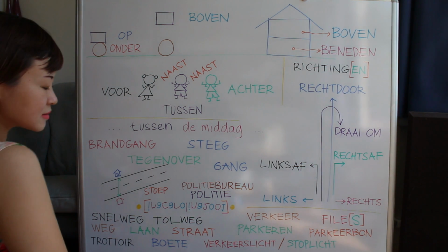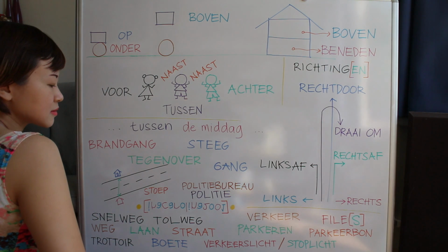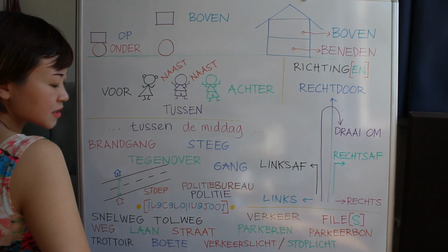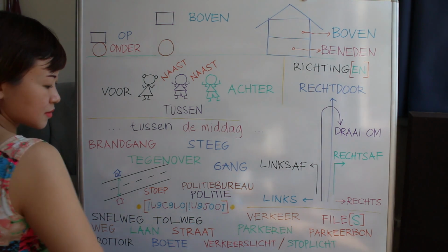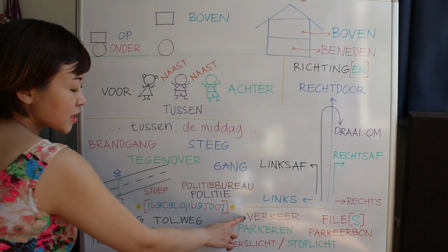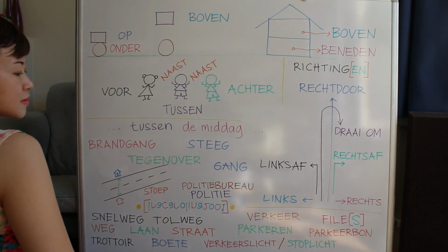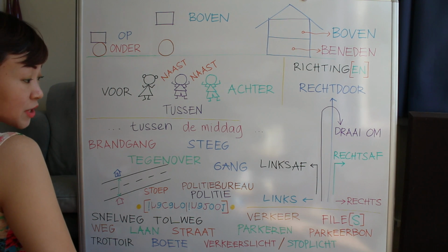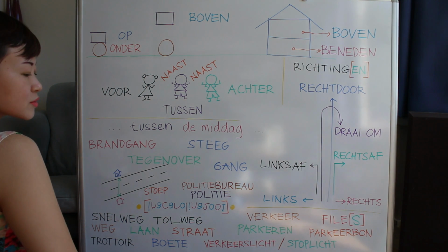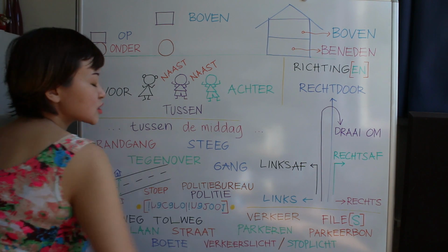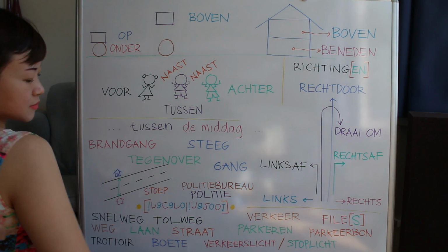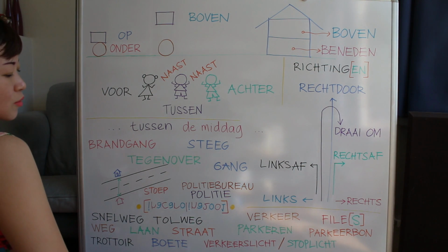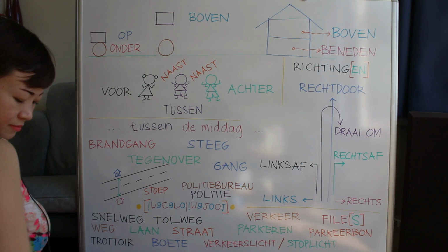And the last one, the traffic light, verkeerslicht. It's from verkeer, the traffic, and then the light, licht. We put the S: verkeerslicht, traffic light, or we can also say stoplicht. All one word, verkeerslicht or stoplicht.